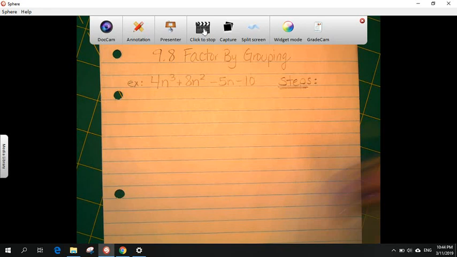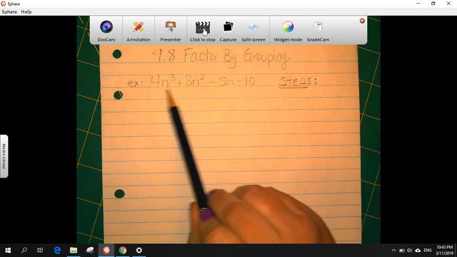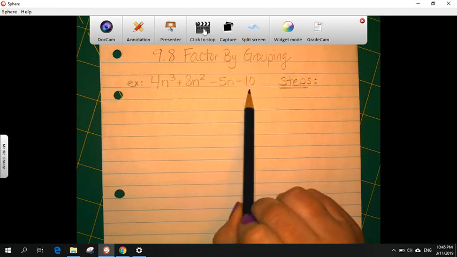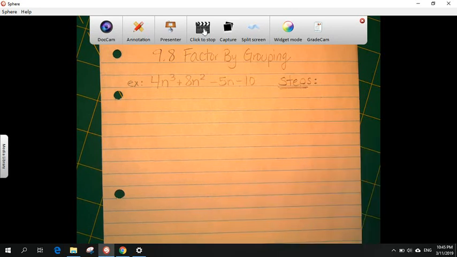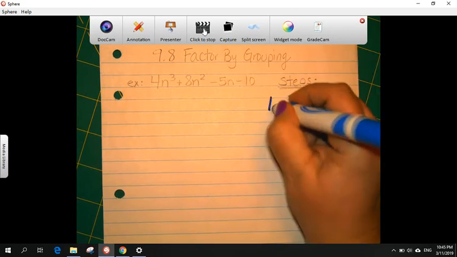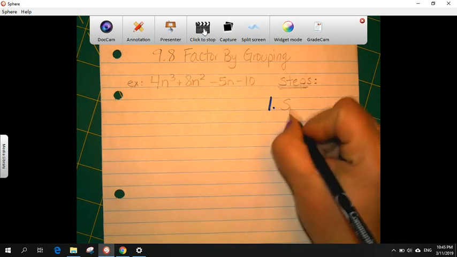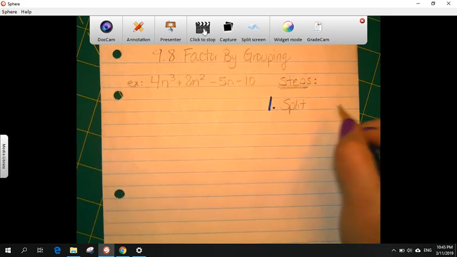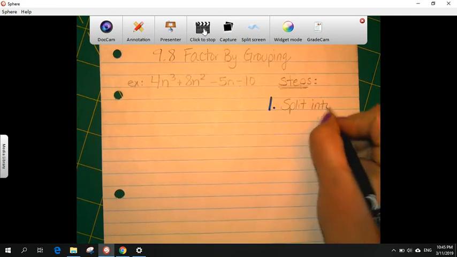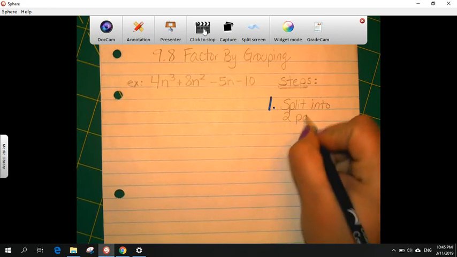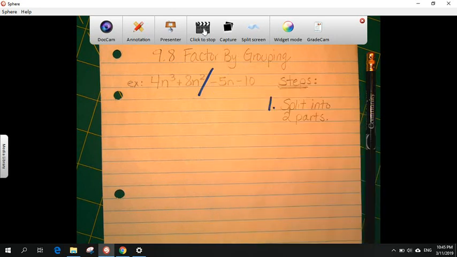So we have 4 terms, and there's not a single greatest common factor that divides into all of those, so we're going to have to go with factor by grouping. So step 1, and I'm going to try and color code this for you. Step 1 is to split into 2 parts. So we're going to split our polynomial into 2 parts, and that's as simple as cut it in half.